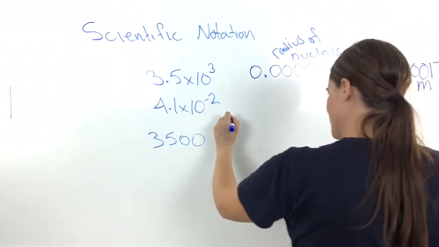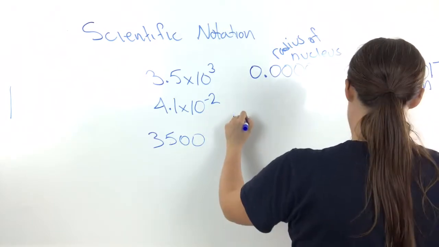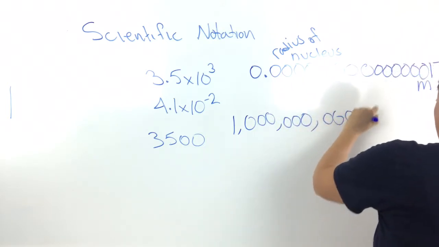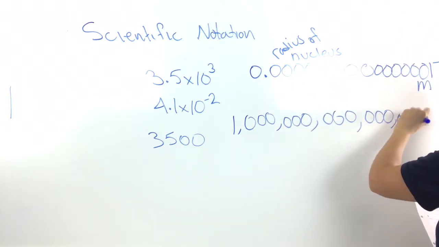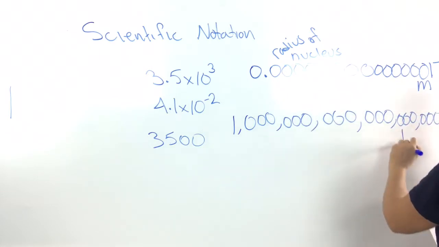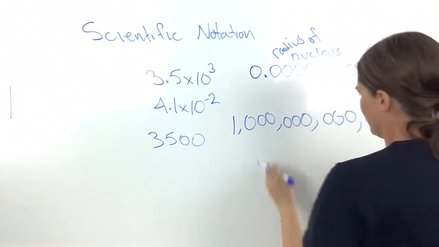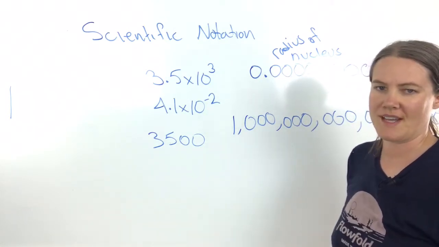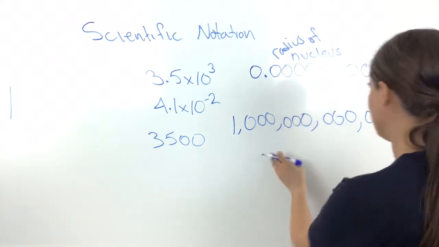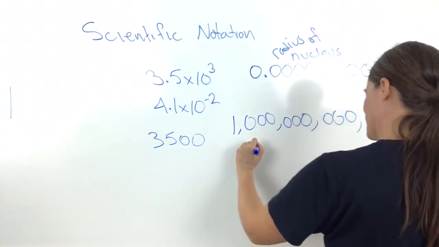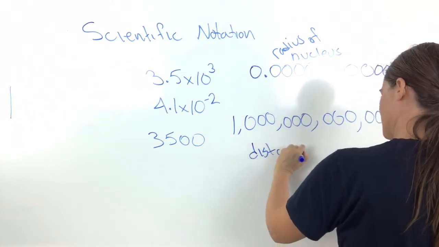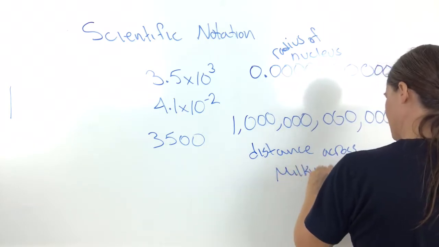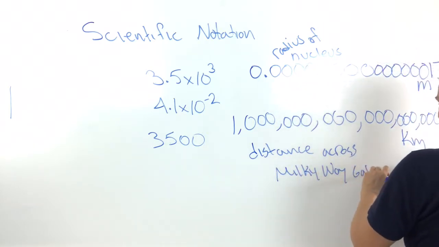Let's say we have this number, 1.123232312312 times 10 to some power kilometers. So this is the distance across the Milky Way galaxy. So if you went from one side of the Milky Way galaxy to the other side, this is the distance in kilometers.